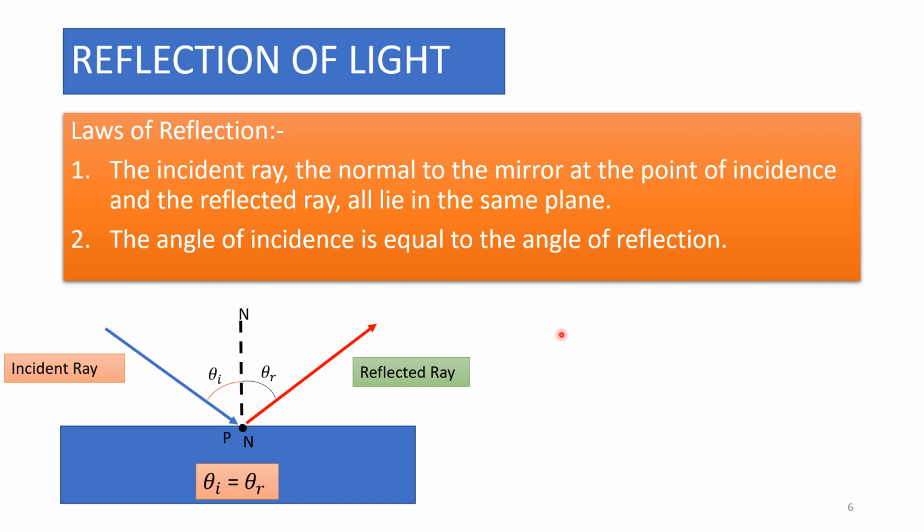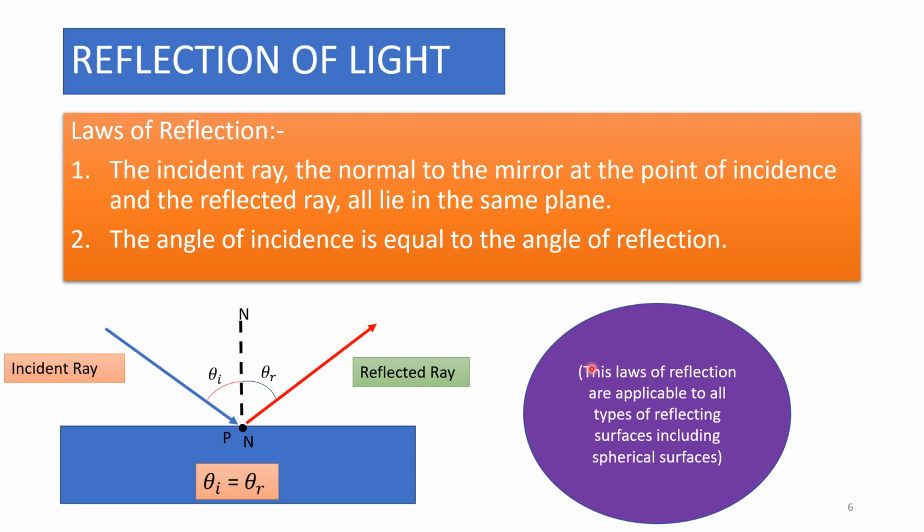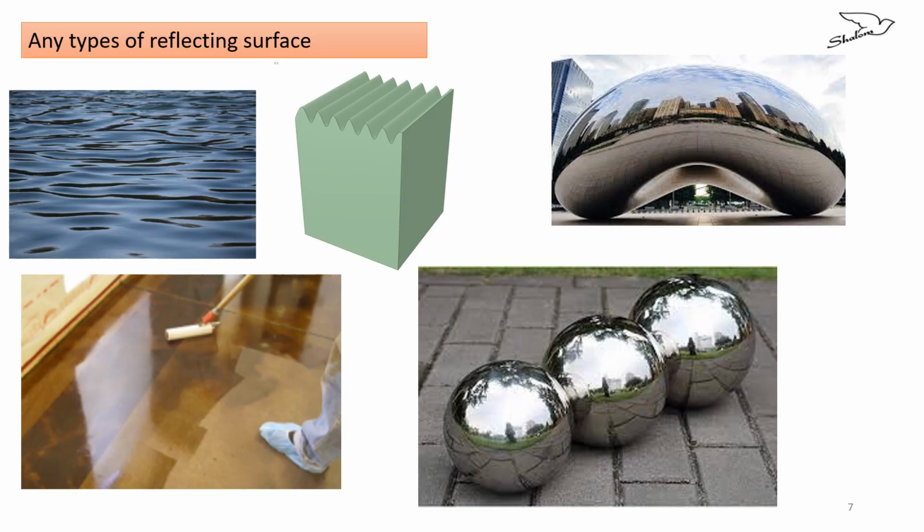One more interesting fact that we have to keep in mind is that these laws of reflection are applicable to all types of reflecting surfaces, including spherical surfaces. So any type of reflecting surface, you can see over here, the wavy surface is there, water surface is there, then spherical surface is there, polished surfaces are there. Any type of surface you take, the laws of reflection are followed by all kinds of surfaces.